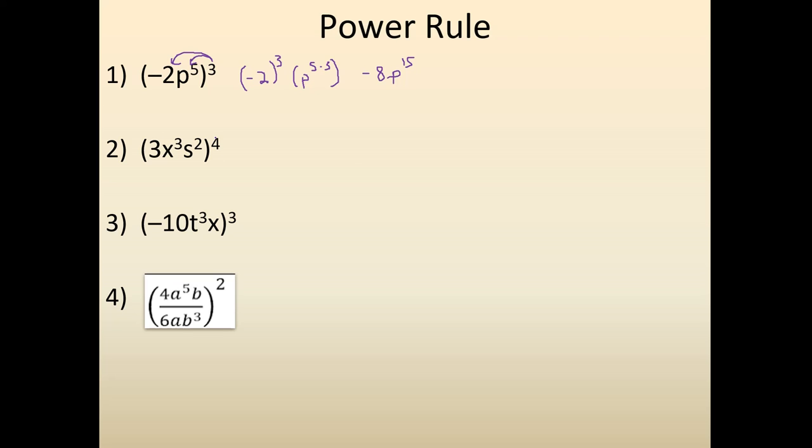Number 2, we take the 4. Once again, we distribute to each term. So we end up getting 3 to the 4th, x cubed times 4, and x squared times 4. So once again, doing the math, 3 to the 4th when we plug it into the calculator is 81. 3 times 4 is going to be 12, and 2 times 4 is going to be 8. Down here, distribute the 3.